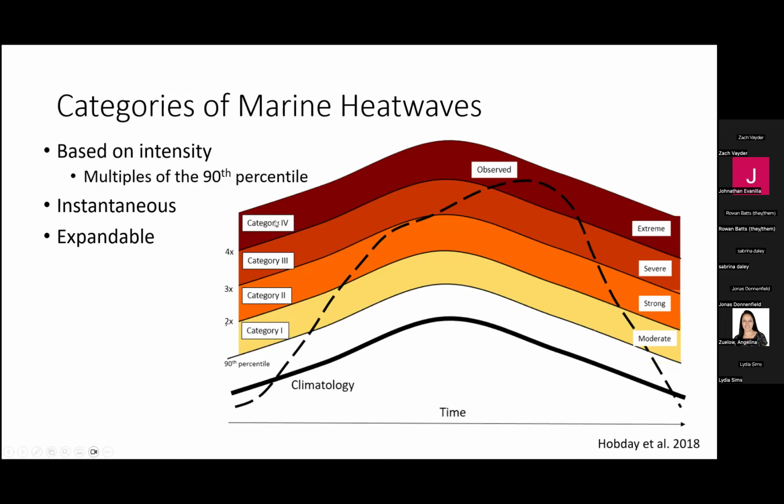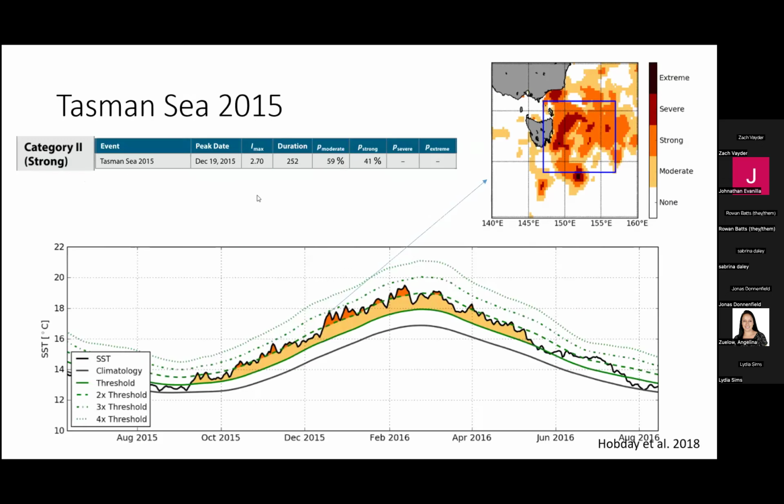As the planet warms, we might need to add category 5, 6, 7, and so on. And so this is one way of reflecting how much change there has been in the ocean as a result of climate change. For example, this is what it looked like for the Tasman Sea. Here's a common marine heat wave again that I work a lot on, the Tasman Sea 2015-16 event. It had a maximum intensity of 2.7 degrees.